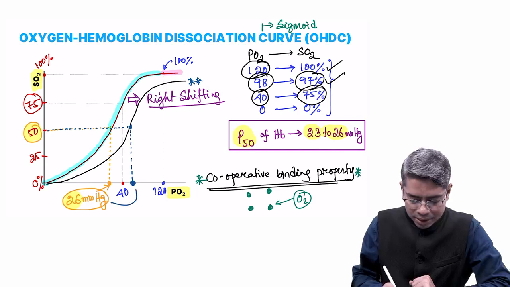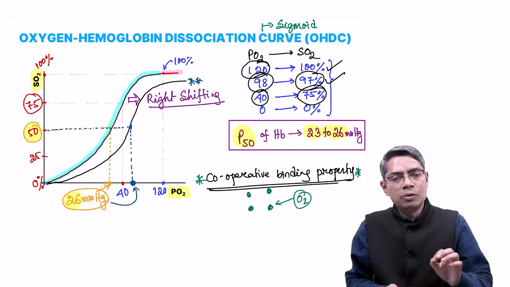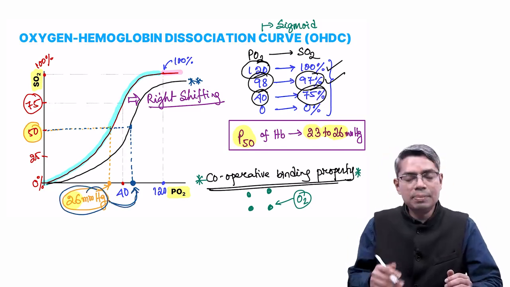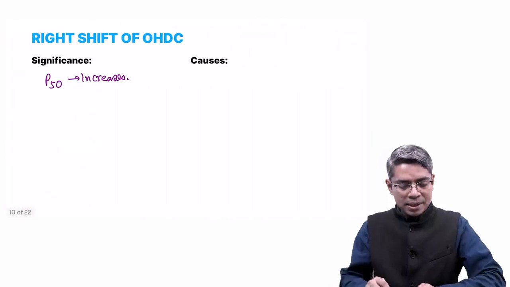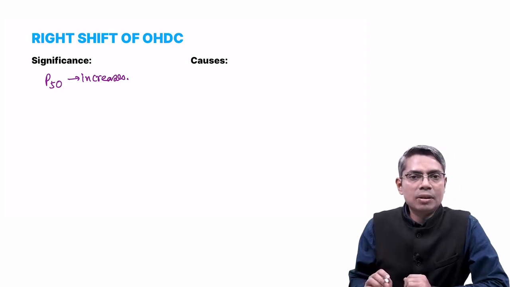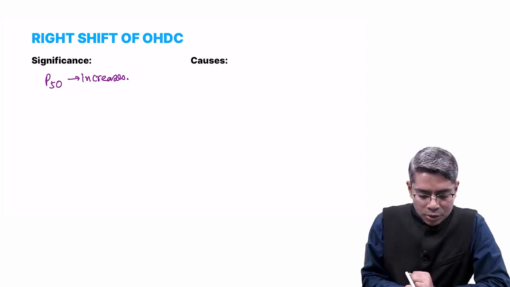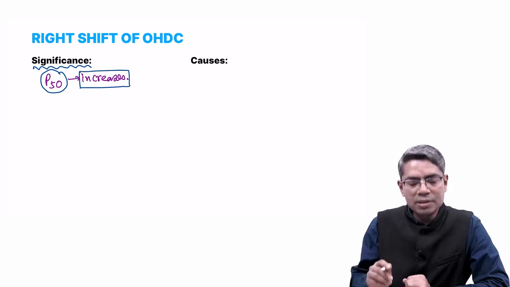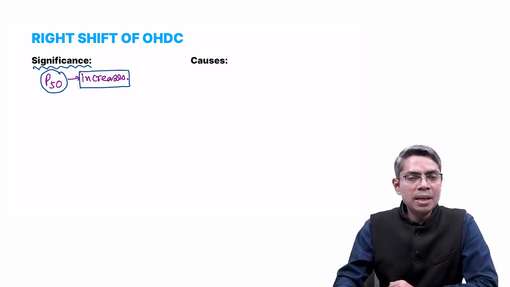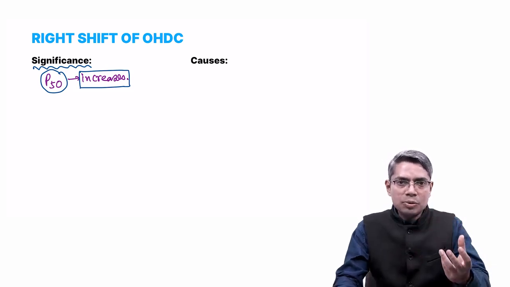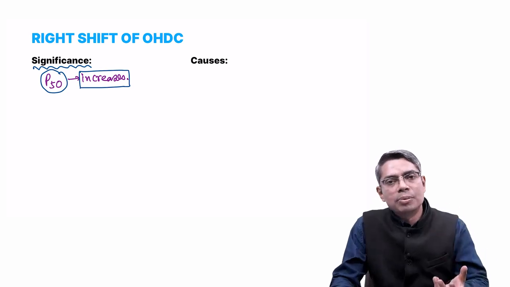So I can easily understand that the P50 value, which was earlier 26, has now increased to a different point. That's why we say that the P50 value will be increased in case of right shifting of the oxygen hemoglobin dissociation curve. So right hand shifting means the P50 value increases. Now, what is the literal meaning of the increased P50 value? Increased P50 value means for the same 50% saturation, you require a higher partial pressure of oxygen.